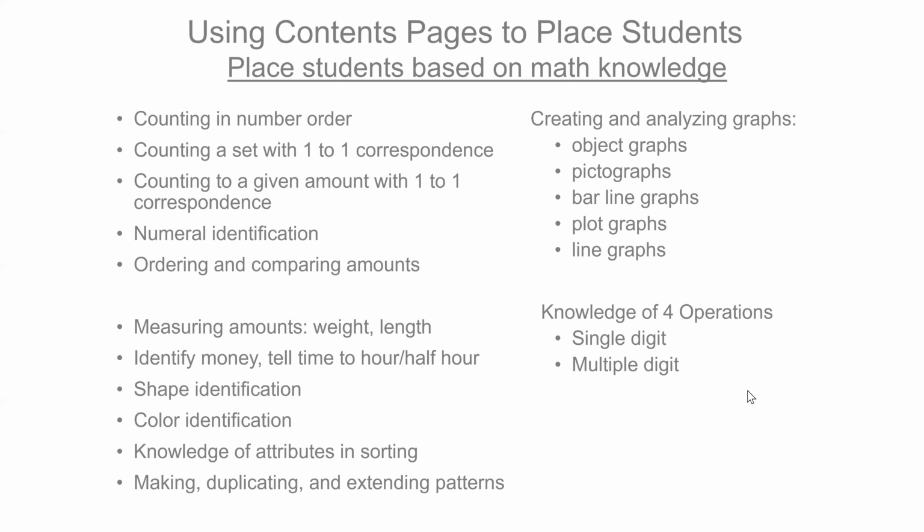And then knowledge of the four operations: single digit, multiple digit, addition, subtraction, multiplication, division. So basics of math, just to be aware of what the student knows. There may be students who have more advanced skills in numbers and operations, but are missing attributes and color and shape identification. You might have to take a look at chapter 1 and see if there's something in there. Maybe you're surprised to see that your students are missing some readiness skills. Those all support graphs and being able to sort data appropriately.